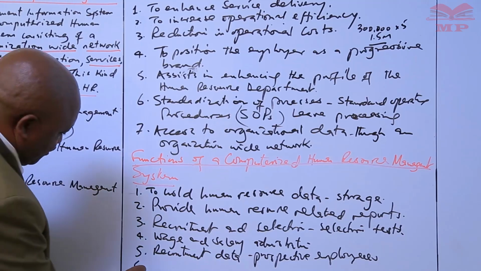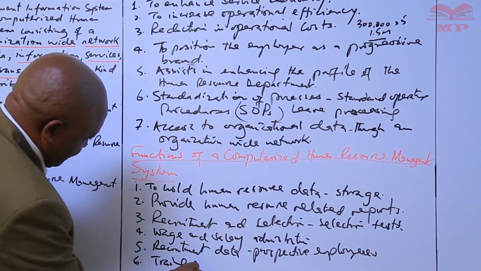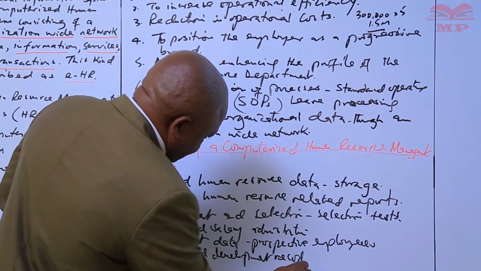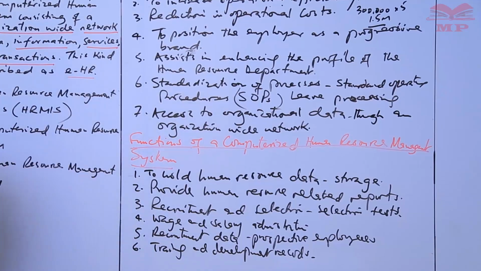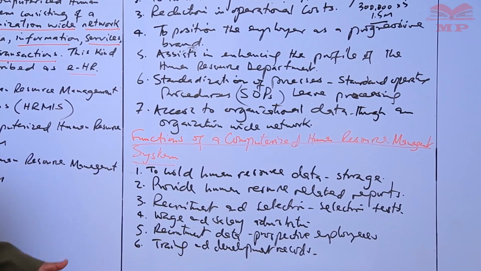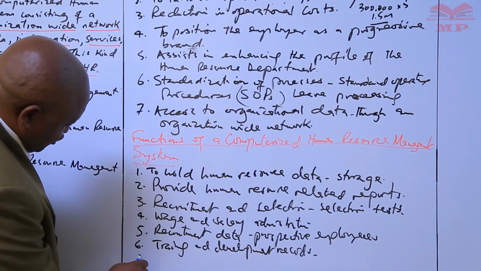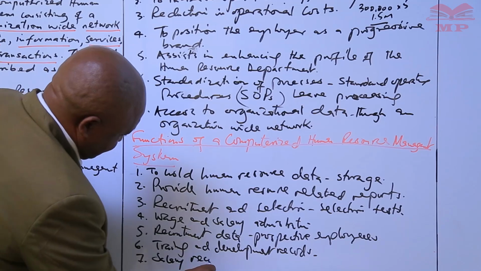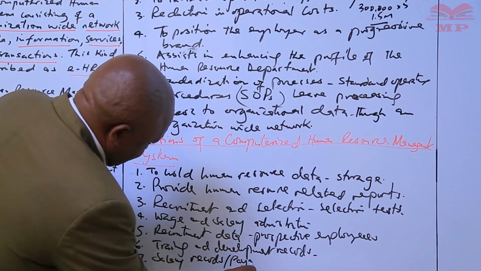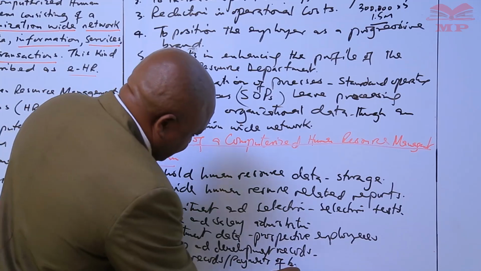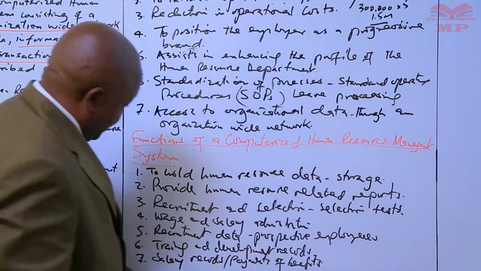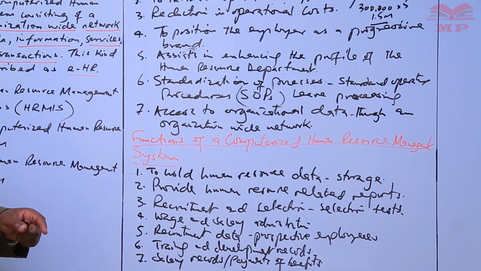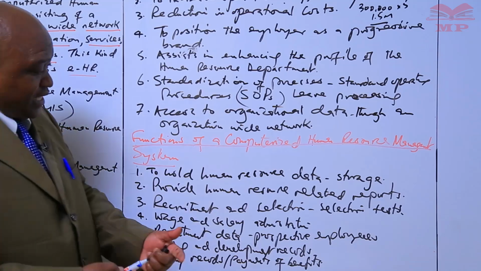And then there is also the issue of training and development records, which can also be maintained in a computerized human resource management information system. There are also issues to do with salary records, maybe other payments also, payments of benefits. So this, dear learner, could be some of the functions of a computerized human resource management system. These are just some, they are not all of them.